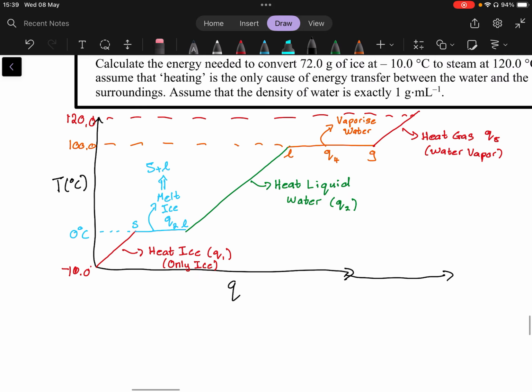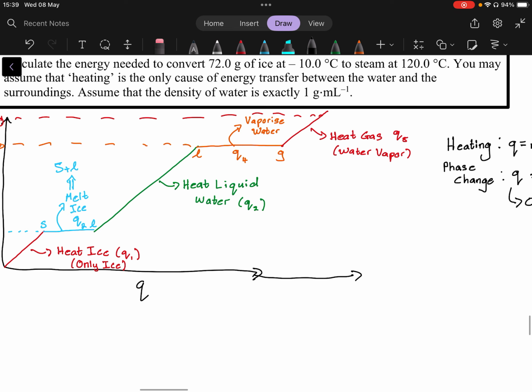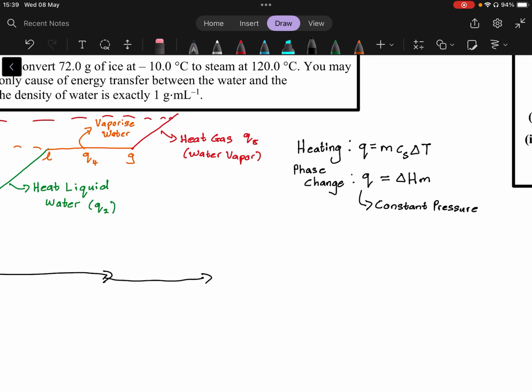Okay, what are the other things that we know? Well, we know there's phase changes, so it's important how the mass works. We start with 72 grams of ice. So what we assume, because it's a closed system, is that our mass stays the same. So the mass of the ice will be equal to the mass of the water, which here just means liquid water, which will be equal to the mass of the water vapor. So the mass remains the same.